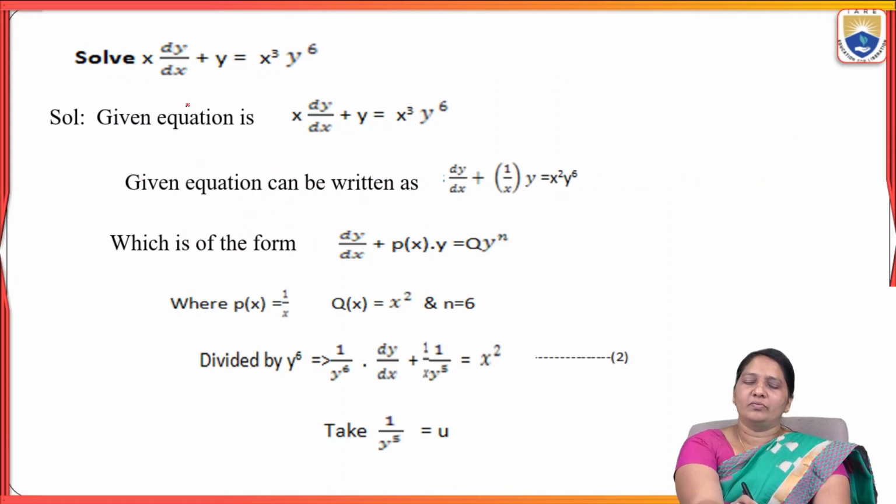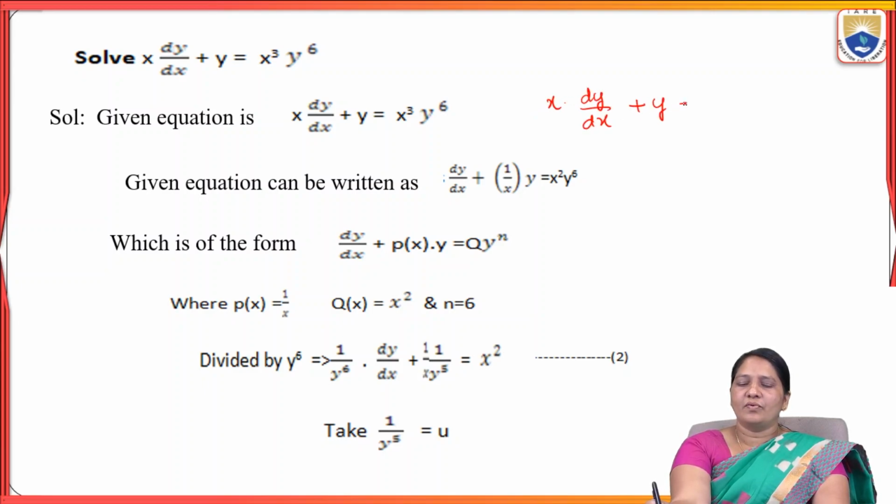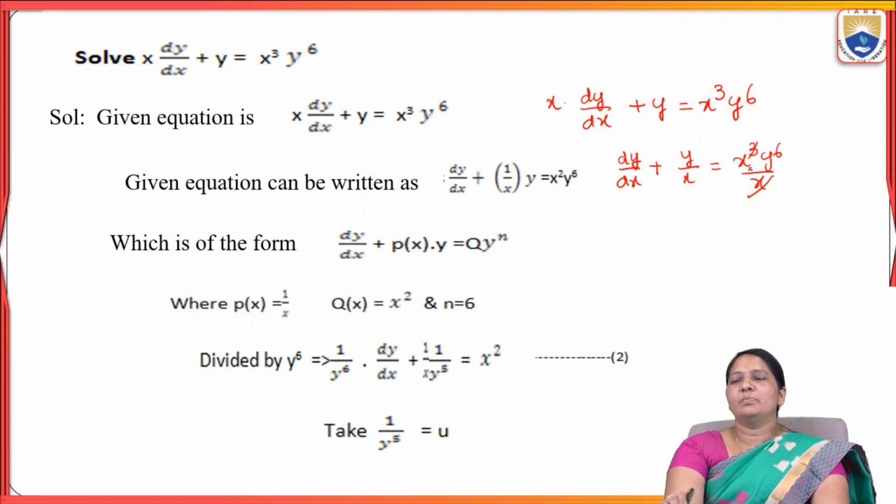So here, solve x into dy by dx plus y equal to x cube into y power 6. So what is the given equation? x into dy by dx plus y equal to x cube y power 6. This is the given equation. Now first I have to simplify this equation into the form of Bernoulli's equation. So I am dividing with x first. So dy by dx plus y by x is equal to x cube y power 6 by x. Here x will be cancelled, and finally I am getting x square y power 6.